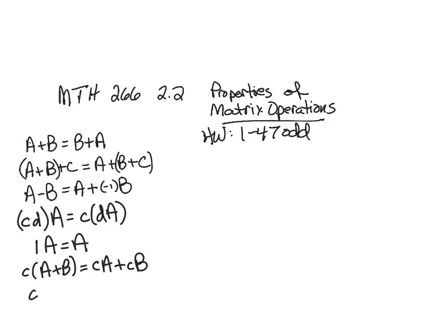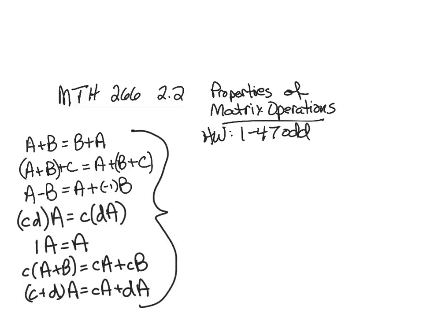If I have the sum of scalars times a matrix, then I can multiply each scalar. That should be, not that it matters, a D. I can manipulate it however I want. So matrix addition is pretty straightforward.